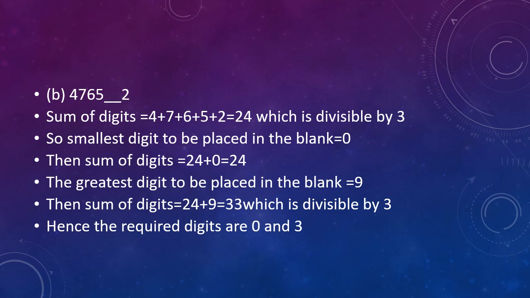Question B. Sum of digits is equal to 24, which is divisible by 3. So the smallest digit to be placed in the blank is equal to 0. Then the sum of digits 24 plus 0 is equal to 24. The greatest digit to be placed in the blank is equal to 9. Then sum of digits 24 plus 9 is equal to 33, which is divisible by 3. Hence the required digits are 0 and 9.